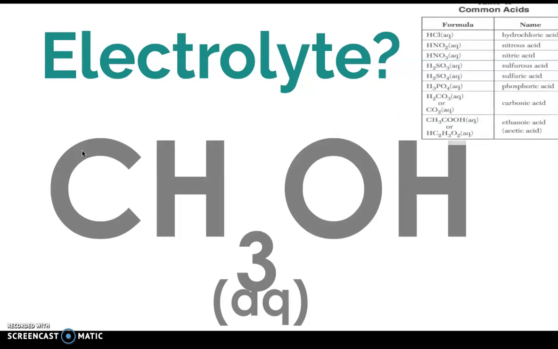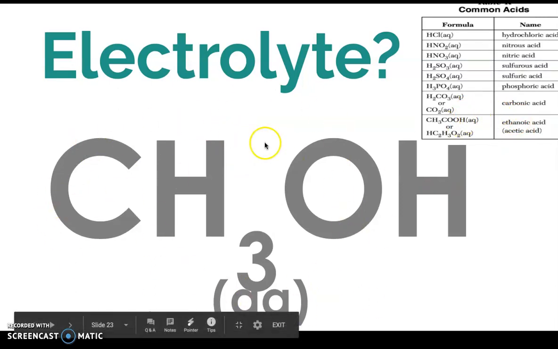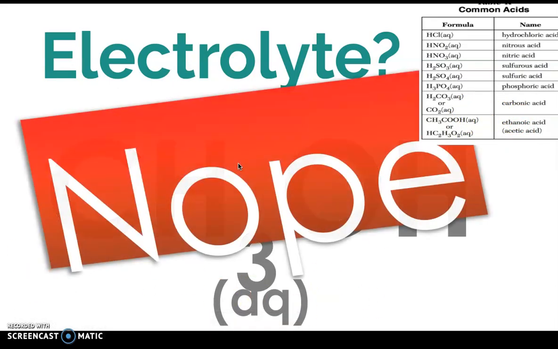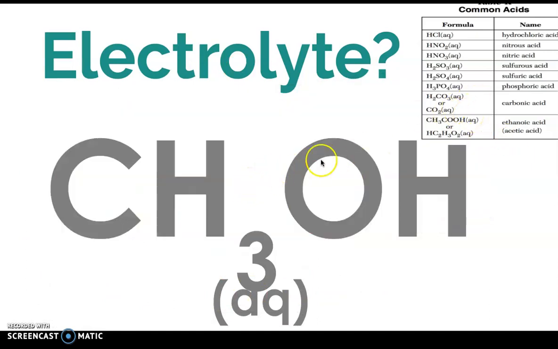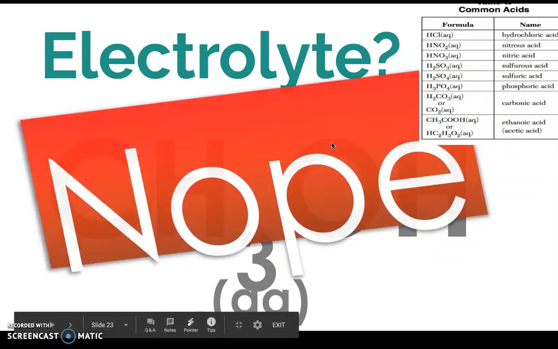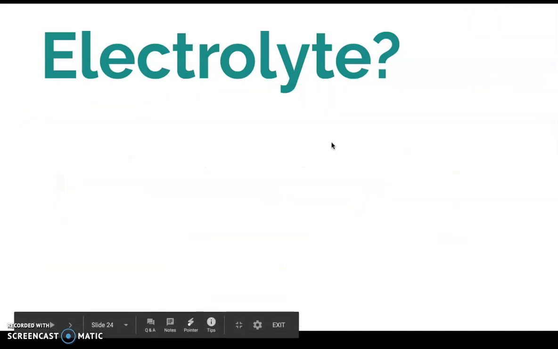Our challenge question, CH3OH. So this does look like acetic acid. However, it's not. This is an alcohol. This is a covalent compound. So this is not an electrolyte. This is not acetic acid. There is an extra carbon and oxygen missing for this to be acetic acid. So this is not an electrolyte. Be careful with questions like that.